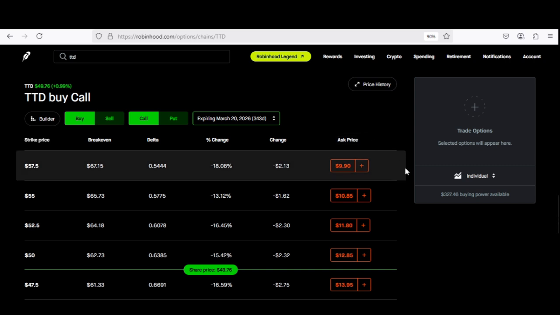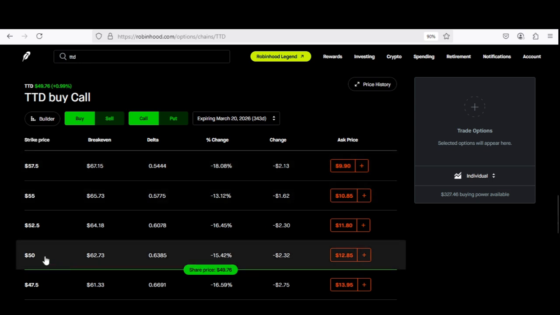Now, we're going to go ahead and choose our strike price. For this one, the strike price I will be going with is going to be above the share price because I fancy the $50 strike price. Remember, these strike prices are based on your own research, your own due diligence, and your risk tolerance.